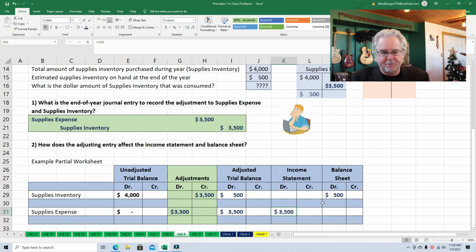Now, this is just a partial worksheet here. It's not the whole thing. And so if you're wondering, it doesn't look like your debits and credits balance here. This doesn't make sense. Since this is only a little piece of the puzzle, the debits and credits aren't going to balance. Because look at this. We've got income statement, debit of $3,500, balance sheet, debit of $500. You might be wondering, where are the credits? Well, this is just a partial worksheet.